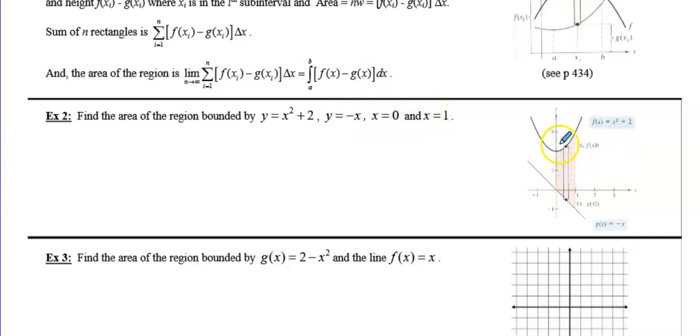So if you guys look at this, we've already have the picture. We've already drawn what the two functions look like right here. We have already bounded for you from 0 to 1, and so we want to find the area of the shaded region. Now, again, you guys can use rectangles. That's what they're talking about right there.